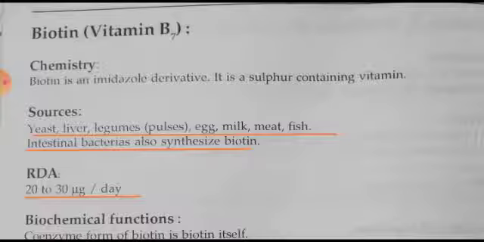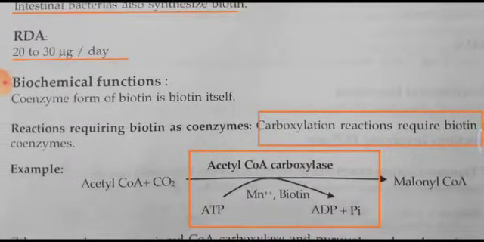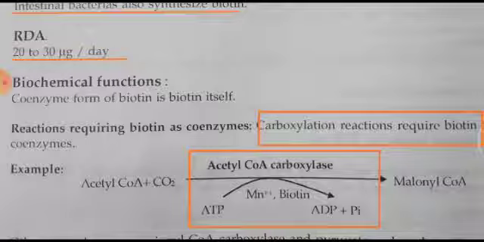Biotin is very essential for various biochemical functions. The coenzyme form of biotin is biotin itself. Biotin itself acts as a coenzyme. Carboxylation reactions require biotin coenzymes. So the biotin coenzyme is utilized for carboxylation reactions. One of the examples is shown in the illustration; carboxylation means addition of carbon dioxide.